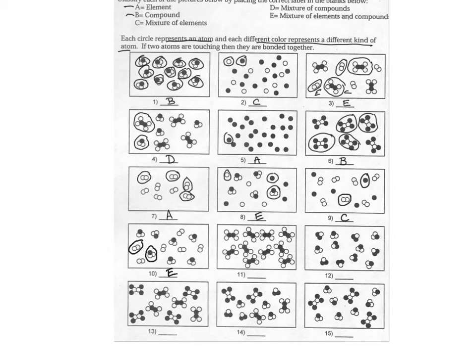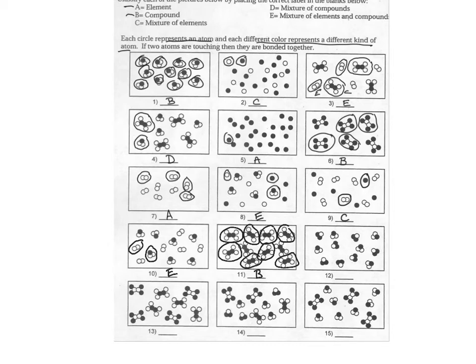This one here is a little tricky because if you glance at it right away, you can kind of get lost in this. This is the same, and that is the same, and this is the same. So it seems like we've got all the same type of compound. So this must be B, a compound.